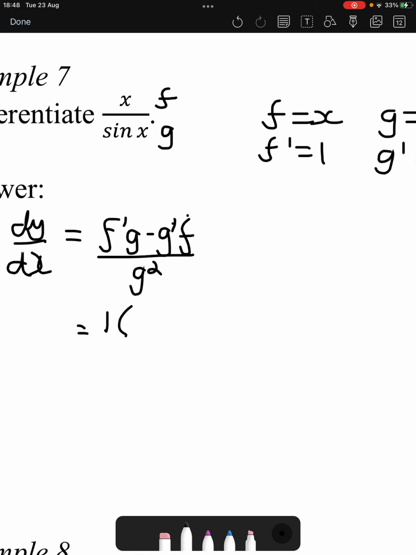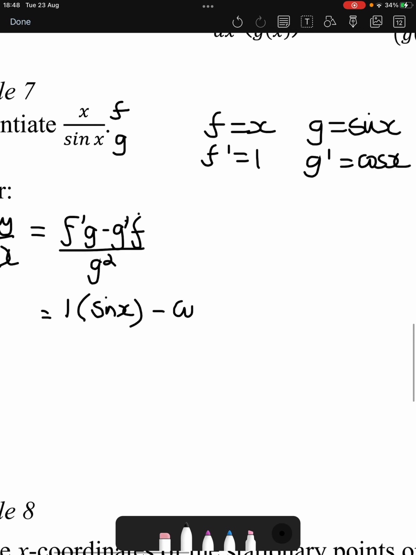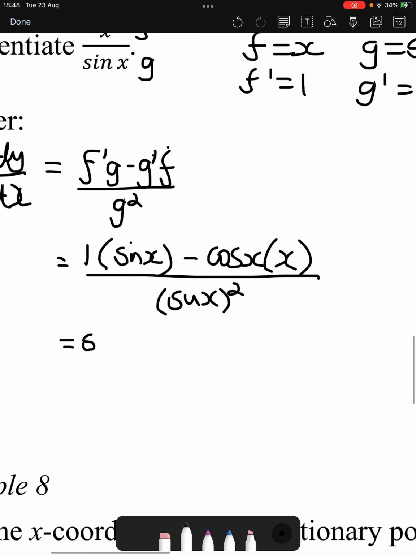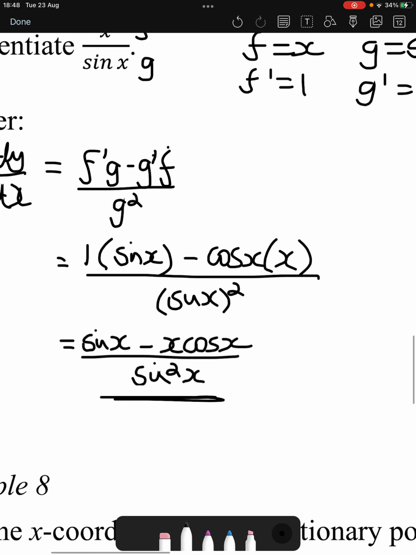So f dash is 1. I just like to put that in anyway, times g, minus g dash, which is cos x, times f, over g squared. So g squared is obviously sine, so we're going to have sine x all squared. Again, I'll just write it like this and then I'll tidy it up on the next line. So we've got sine x minus x cos x all over sine squared x. Okay, can't do anything with it. It's not asking me to simplify, but again, sometimes there might be situations that you could take out a common factor and simplify them.